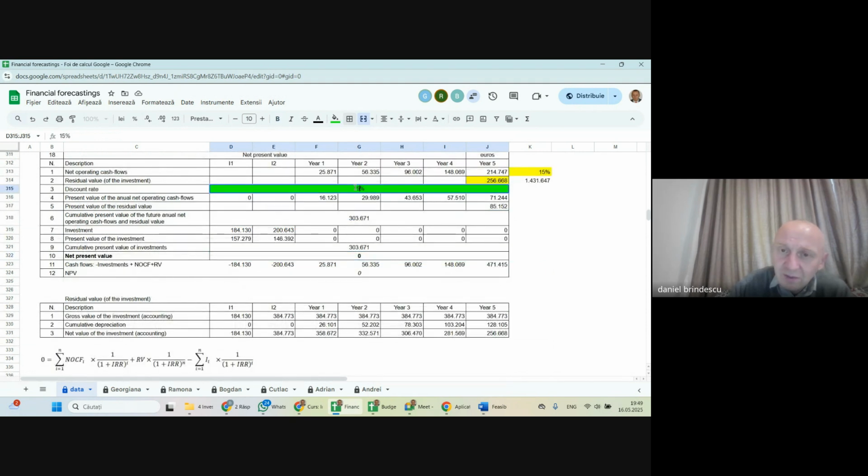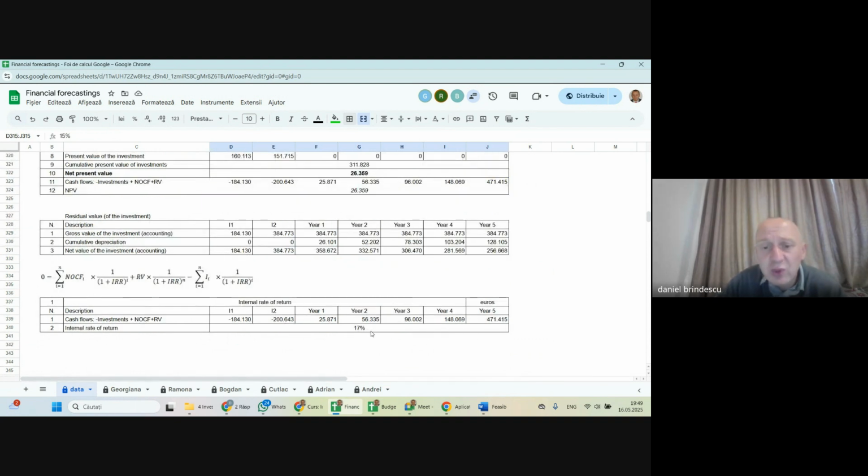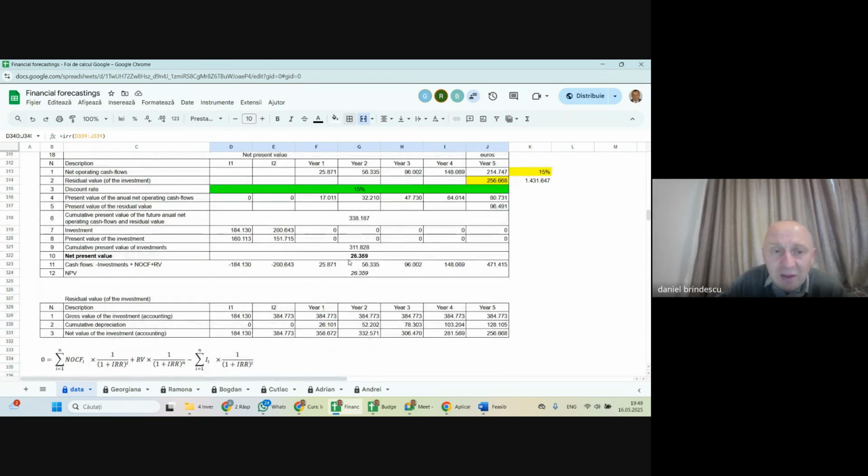In our case, we are happy with 15%. So if the investment generates 15% annual return, we do it. Well, our investment generates more, 17%. And based on this, we get to a positive net present value. So net present value of more than zero.